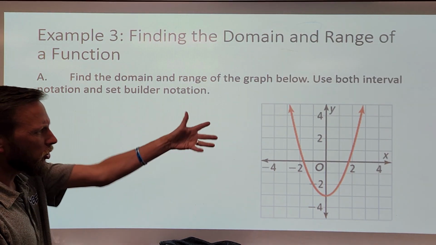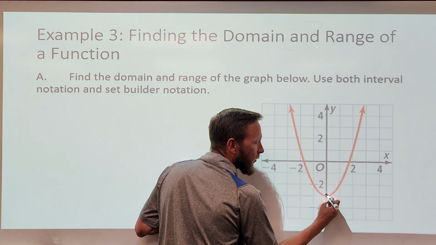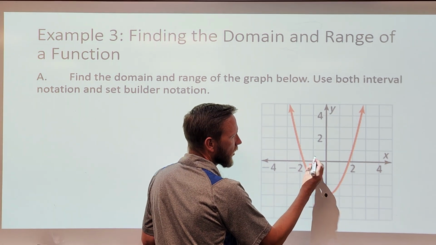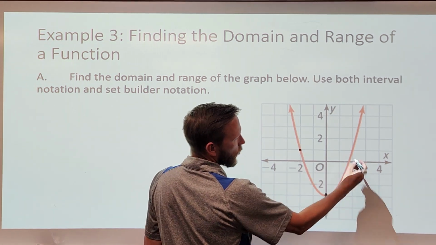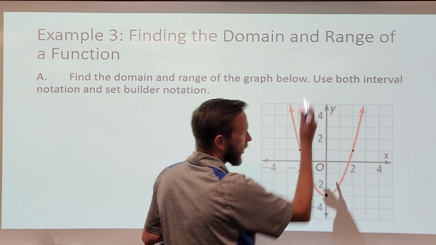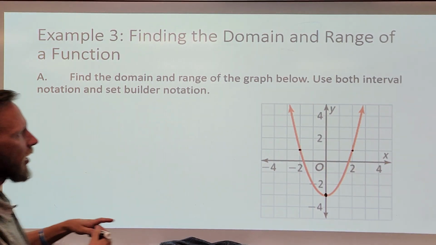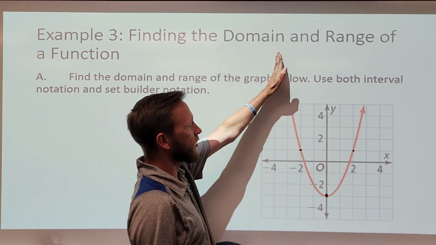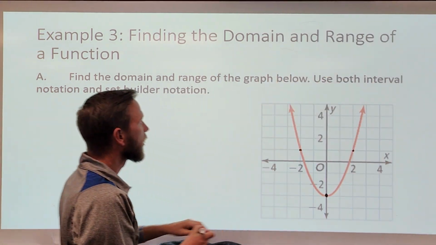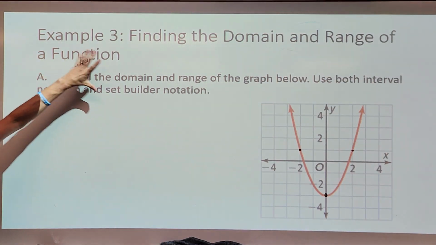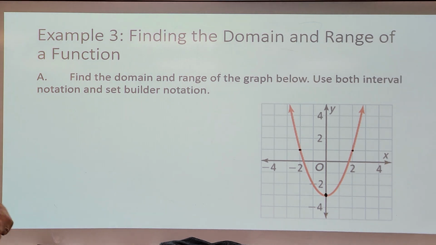So here, do your best drawing of this. If you care for these x, y's, there's (0, -3). We've got (-2, 1), (2, 1), and you've got a U-shaped graph there. You'll see another one at (-3, 6) and (3, 6), if you're graphing that. But basically, we're going to find the domain and range here for example 3.